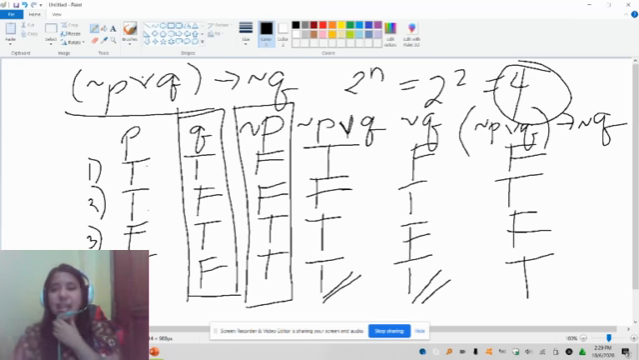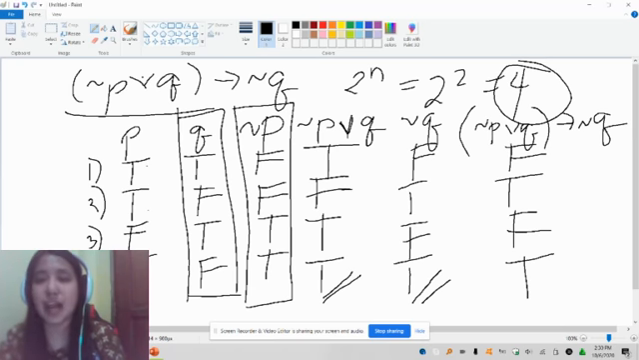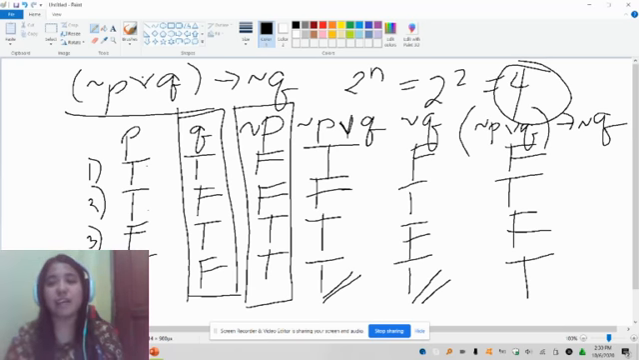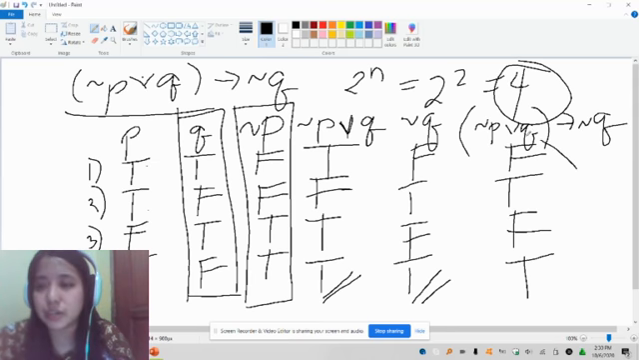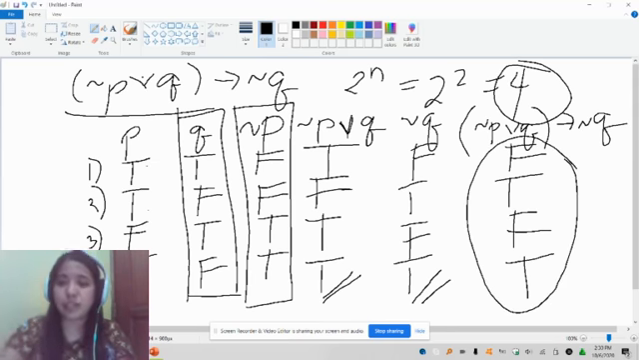As stated in our truth table for implication, the rule is that if it is TF, that's the time that the compound proposition is false. So the first row and the third row are TF, so they are F. So the final answer is F, T, F, T. This is all for this video. Thank you for watching.